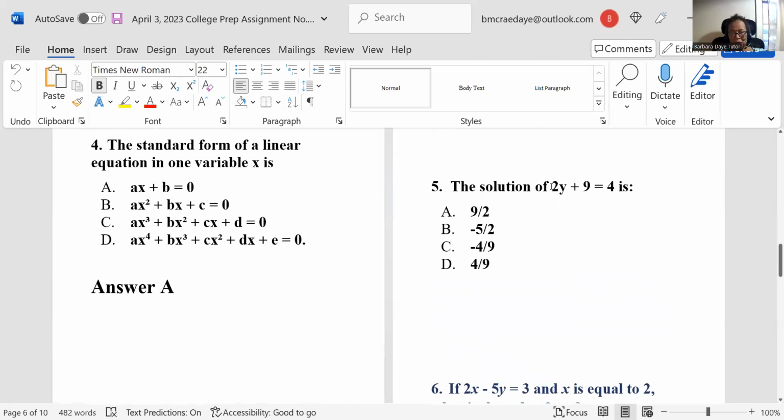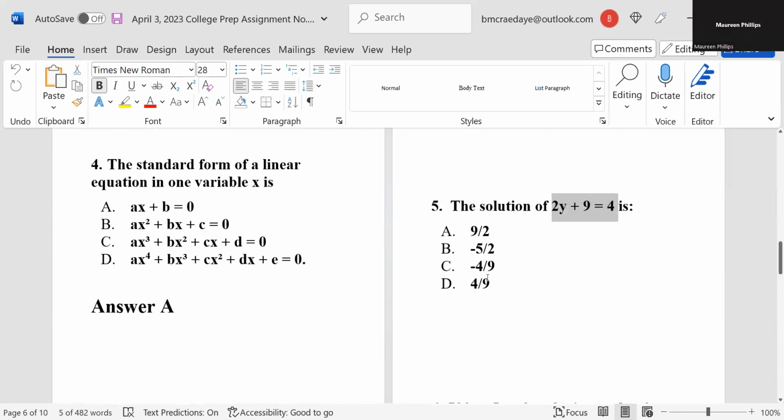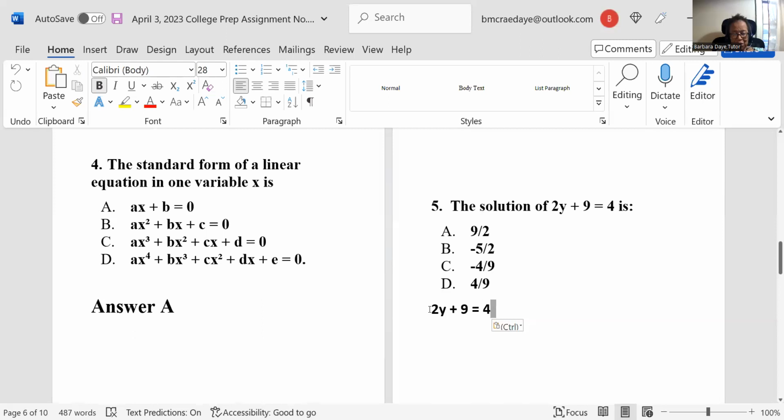Maureen, what would you do to solve this equation for y? Let me copy it here. You're solving for y. What would you do, Maureen? What would you do first?